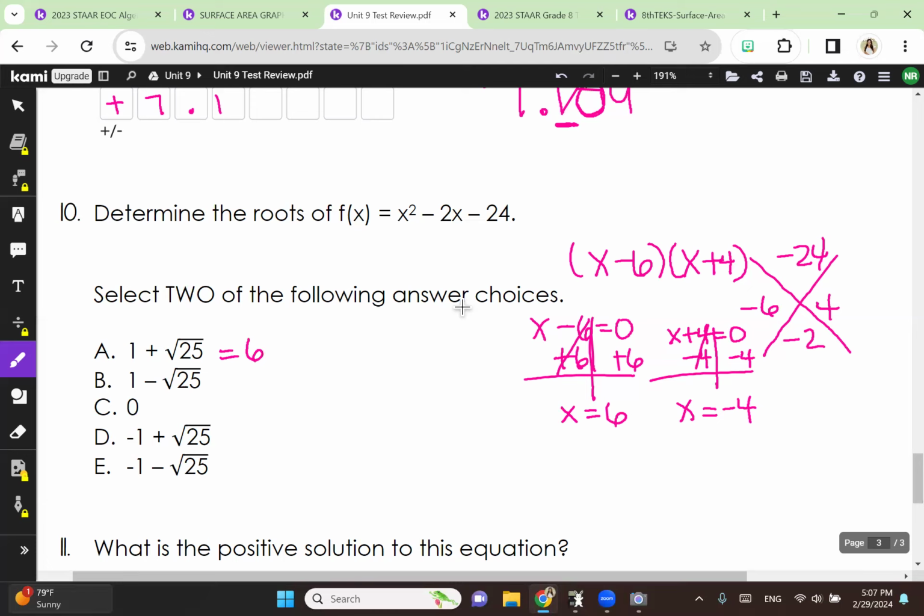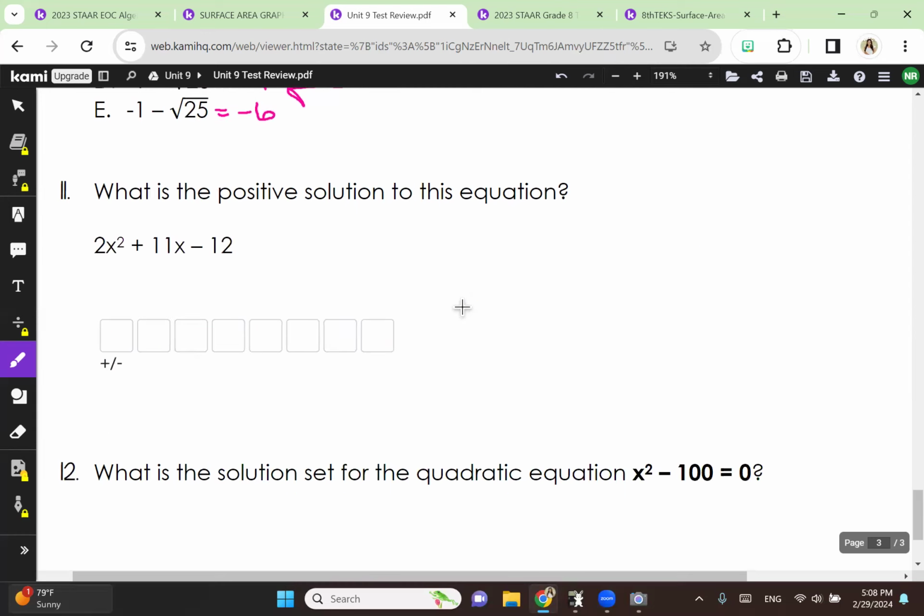1 minus 5, -4. That matches with one of these answers. -1 plus 5 is 4. -1 minus 5 is -6. So you want to make sure that they match exactly. They're going to put in 2 answers to throw you off. The answers are actually A and B. It said select 2. Almost done.